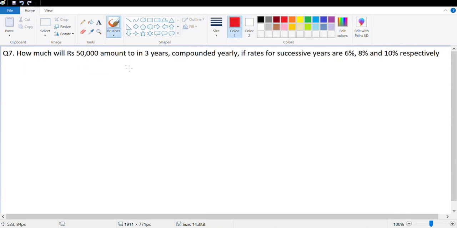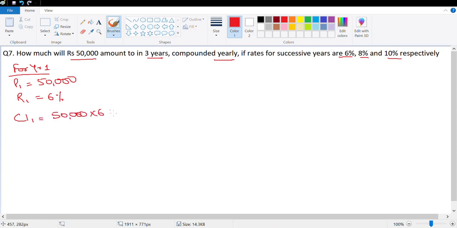The next question that we have is question number 7. How much will rupees 50,000 amount to in 3 years compounded yearly if rates are 6%, 8% and 10%? Again, similar question. For year 1, principal is equal to 50,000 and R1 is equal to 6%. Let's calculate compound interest for year 1, which would be 50,000 into 6 into 1 upon 100. That's 500 into 6, which is rupees 3,000. So amount 1 will be equal to rupees 53,000.